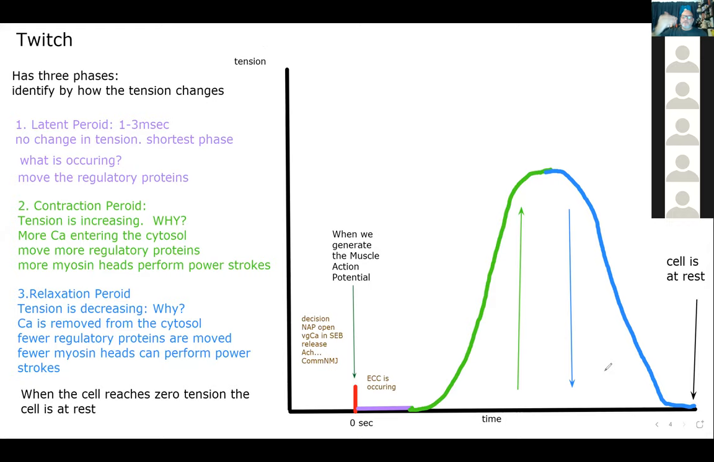Again, if I asked you on the lecture exam to describe a twitch, if we were in the classroom, I'd actually make you draw the graph. I'm not going to make you draw the graph on the whiteboard for this, but you do need to explain what's happening in a twitch. And if I asked you to describe the three phases of a twitch, this would be your answer. Because again, as we've talked about, one neural action potential produces one muscle action potential, which produces one twitch.